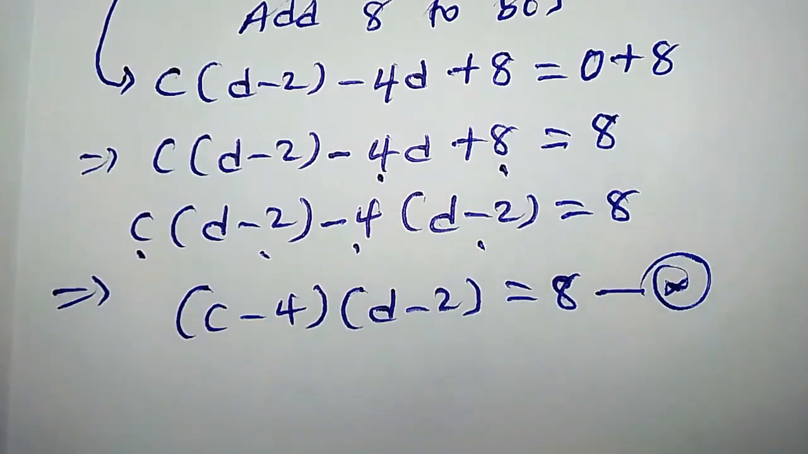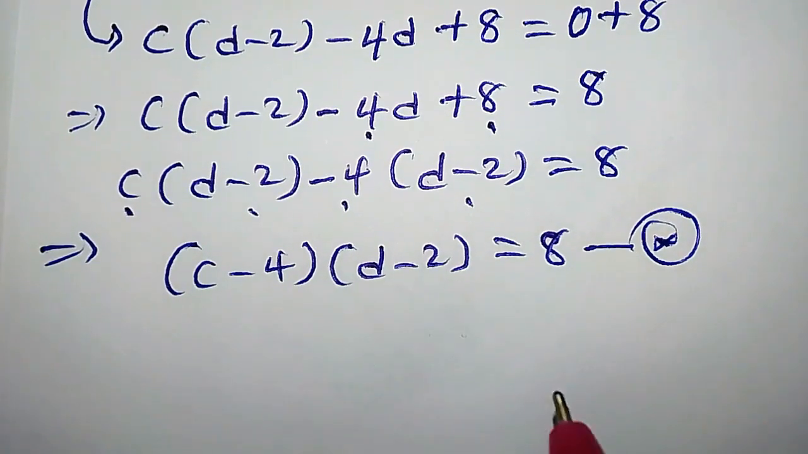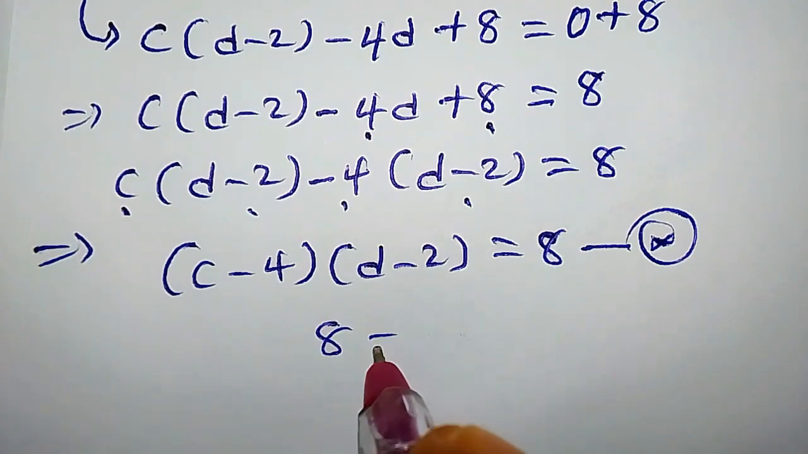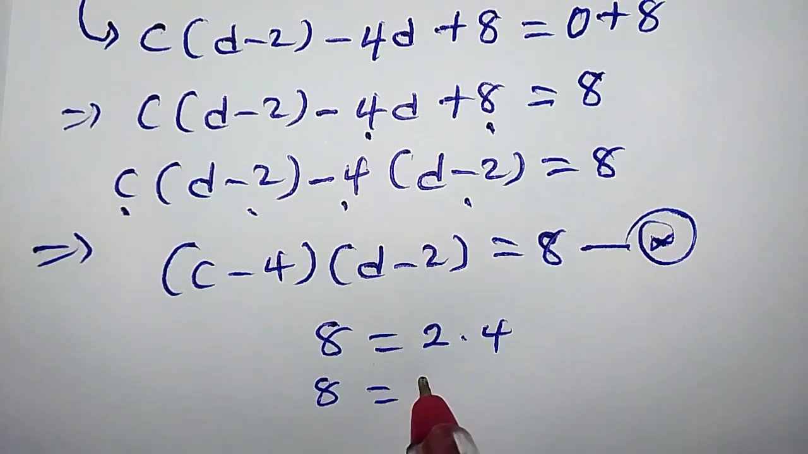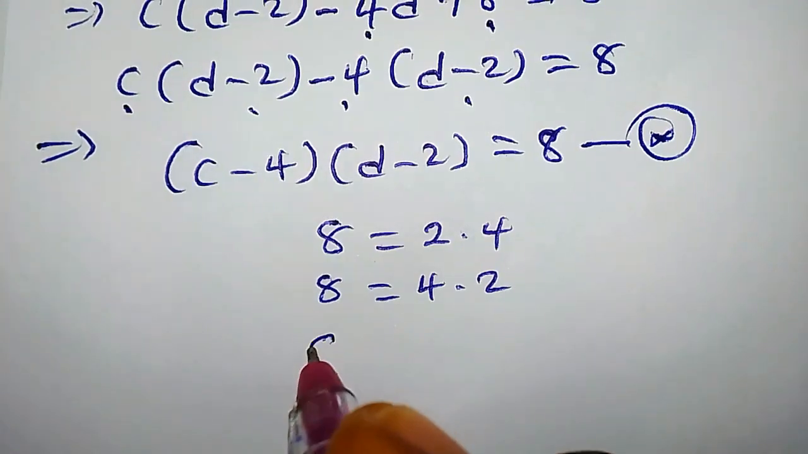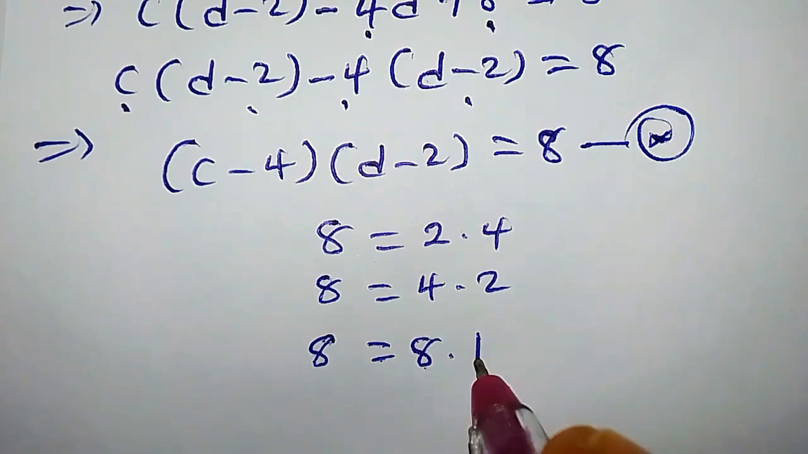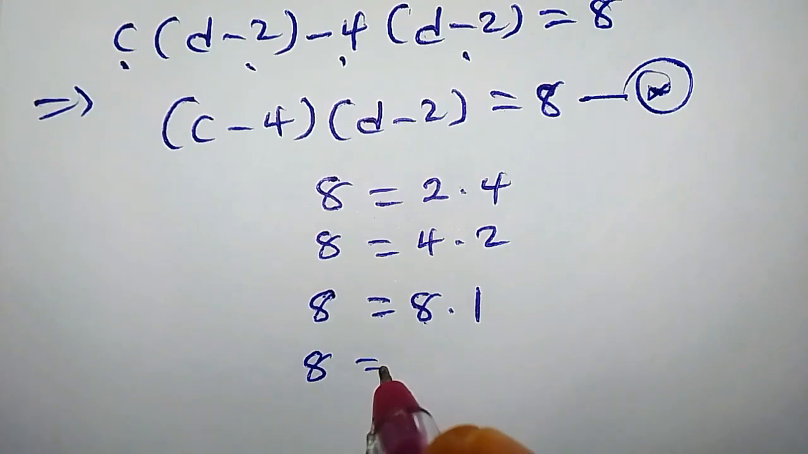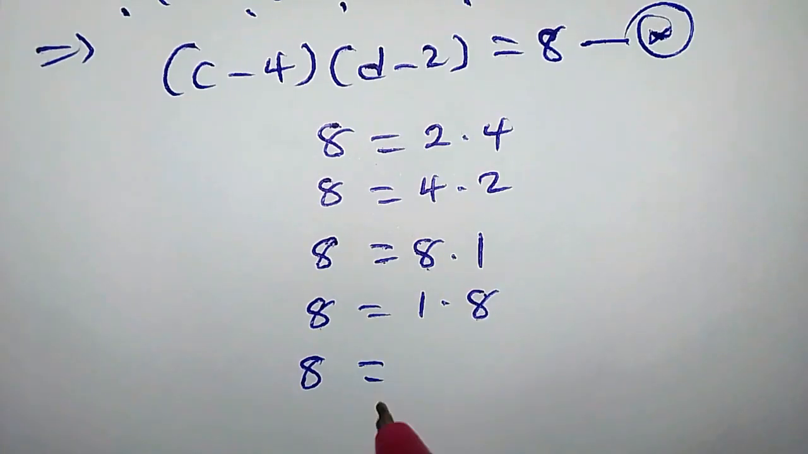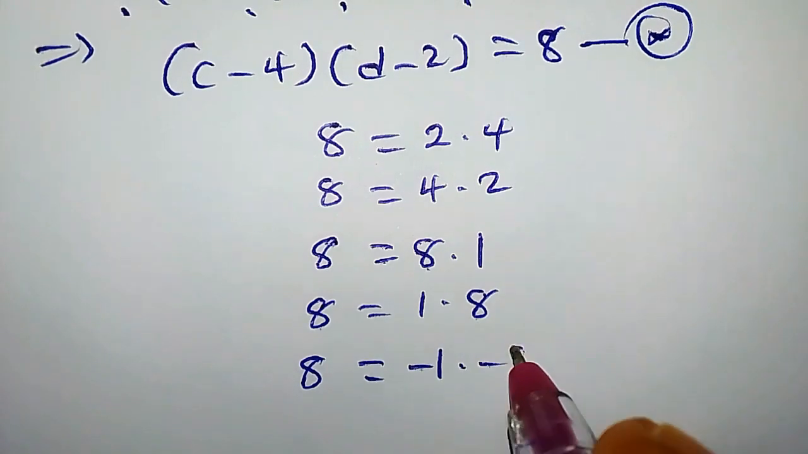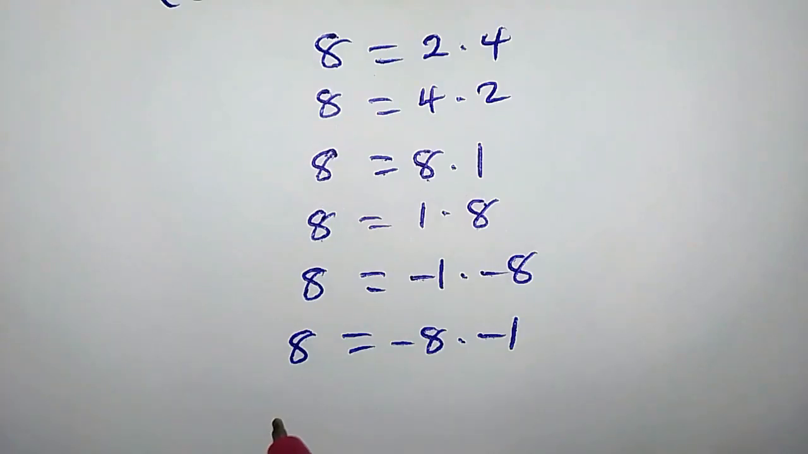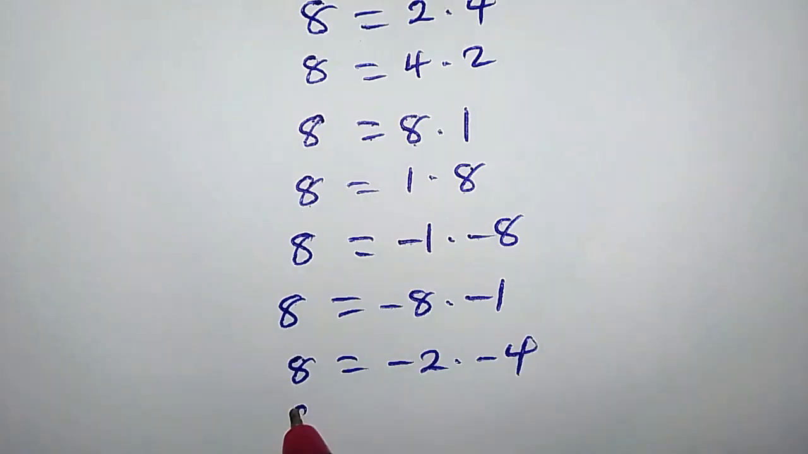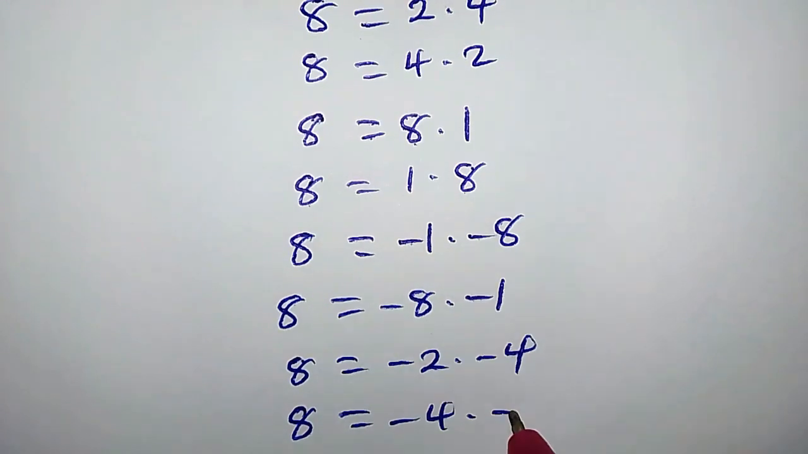Take note of it. The next thing we are going to do now is to consider 8. 8 could be written as 2 times 4. We can also write 8 as 4 times 2. Also, 8 can be written as 8 times 1. We can also write 8 as 1 times 8. 8 can also be written as negative 1 times negative 8. 8 is the same thing as writing minus 8 times minus 1. Also, we can write 8 as minus 2 times minus 4. 8 is the same thing as minus 4 times minus 2.